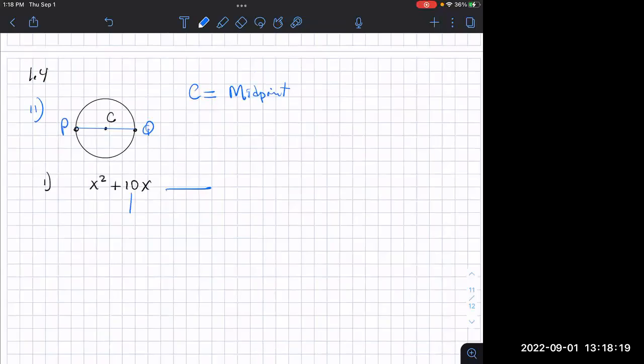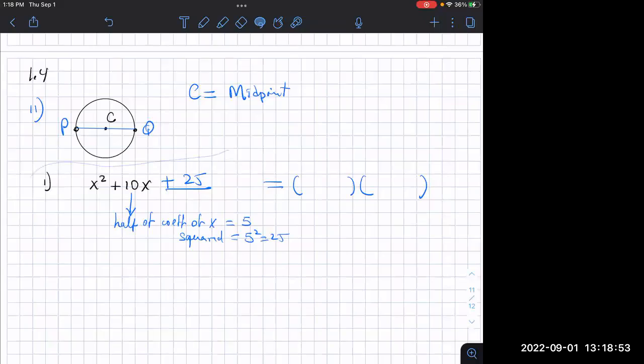So you take the coefficient of the x term, you take half of it. So half of 10 in this case will be 5, and then you square that. So it'd be adding 25. Yes, 25. And that's because if you factor x squared plus 10x plus 25, then you should get 2 factors that are the same.